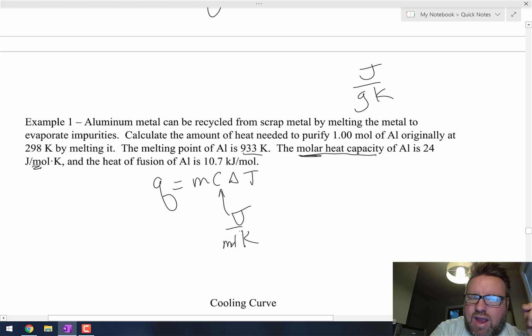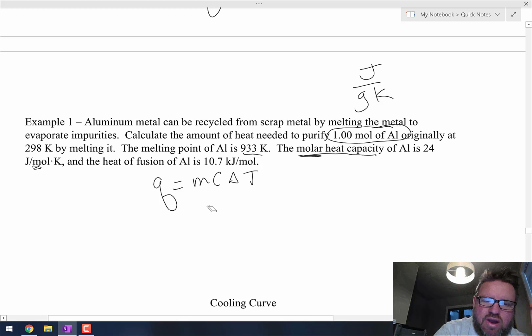Which is fine, but just know that you can't use mass here then. You have to use moles. And hey, what do you know? They give you the amount of the aluminum in moles. So that's part of our tricky part there. So basically what this equation becomes, anytime they give you moles in your specific heat, is basically n, which is what you would use with the ideal gas equation, something like that.